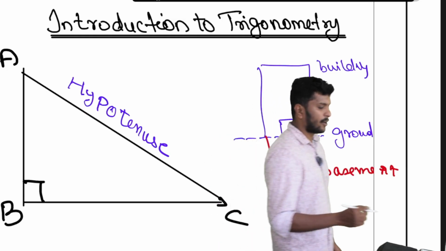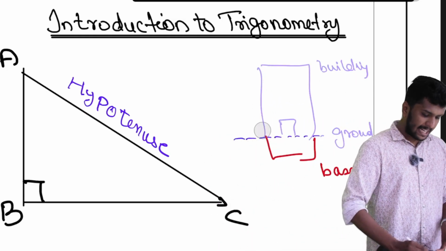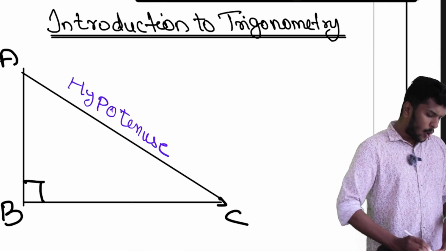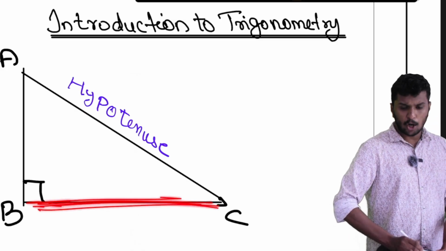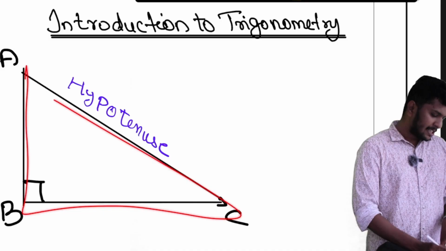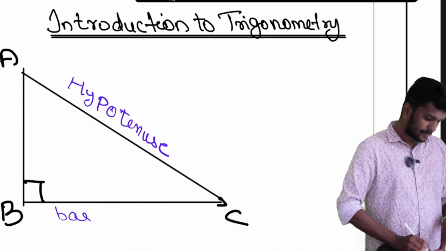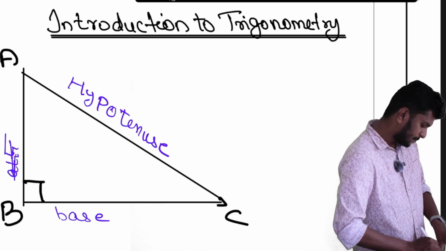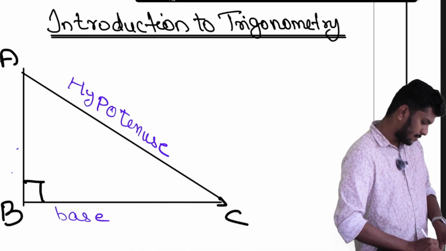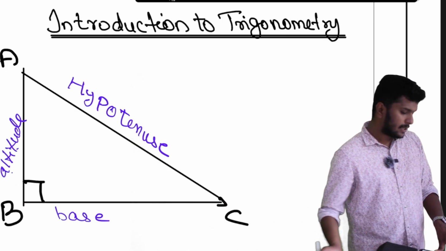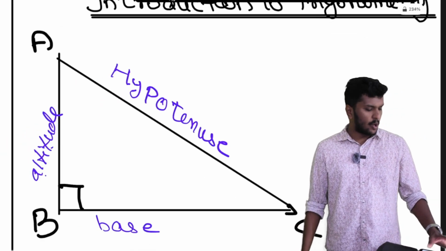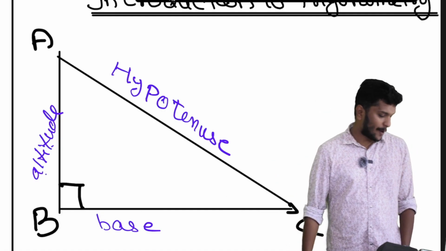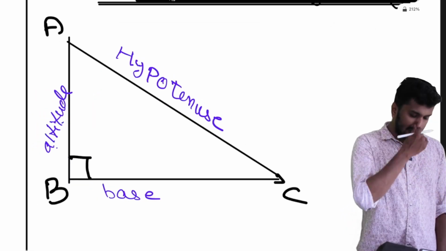Now if you look at our right triangle, on the top of side BC the right triangle stands. So we'll have to take BC as the base. And what is AB called? AB is called the altitude. You all have to know this before moving on to this very beautiful chapter. Now listen here.